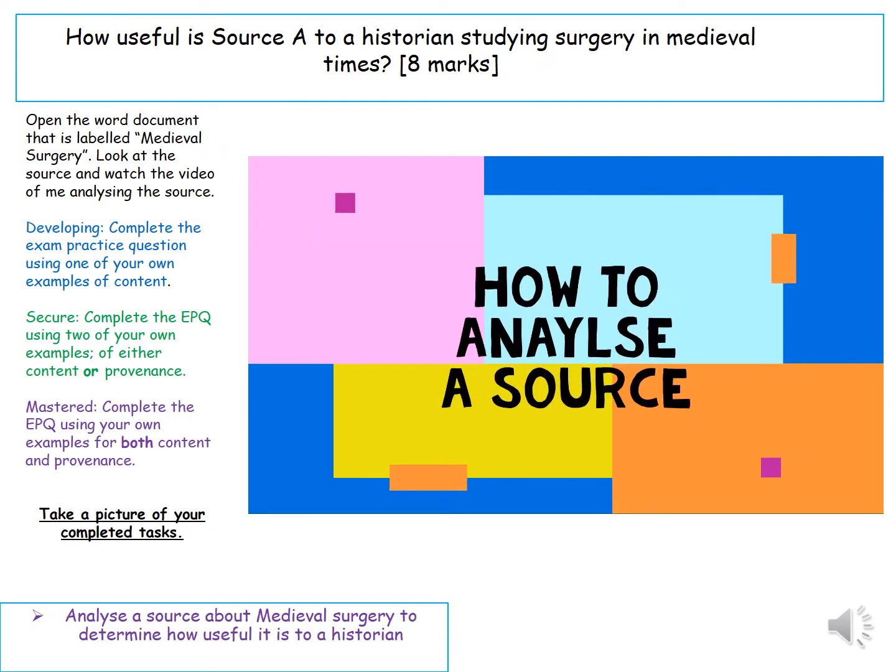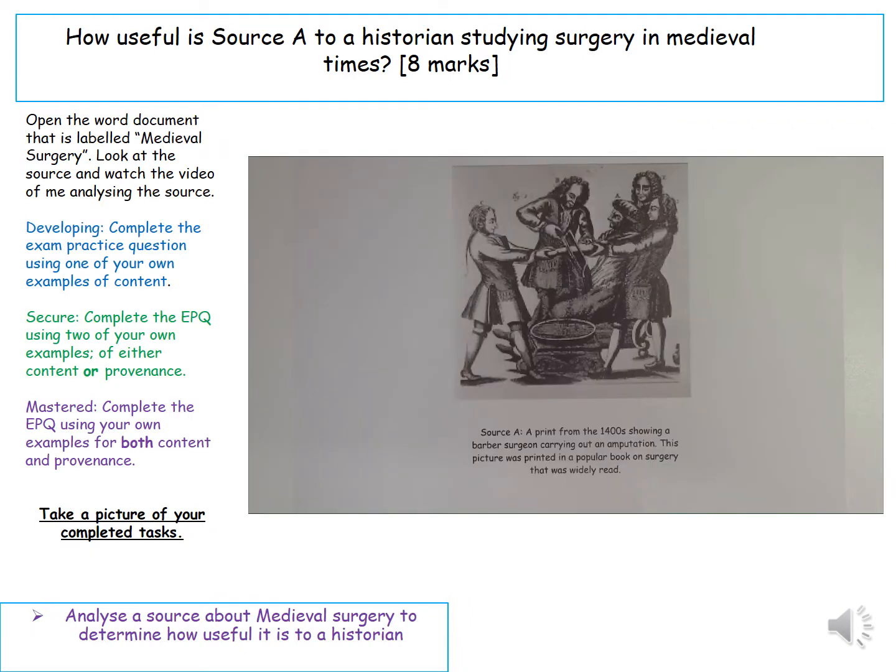Okay, Y10, so now we know what people during the medieval period thought the human body looked like. We also know some of the problems that surgery had. What we're going to do now is analyse a source about medieval surgery. On the Word document that's labelled Medieval Surgery, look at the source carefully. Once you've done that, on screen there is a video of me analysing that source. Watch it carefully.